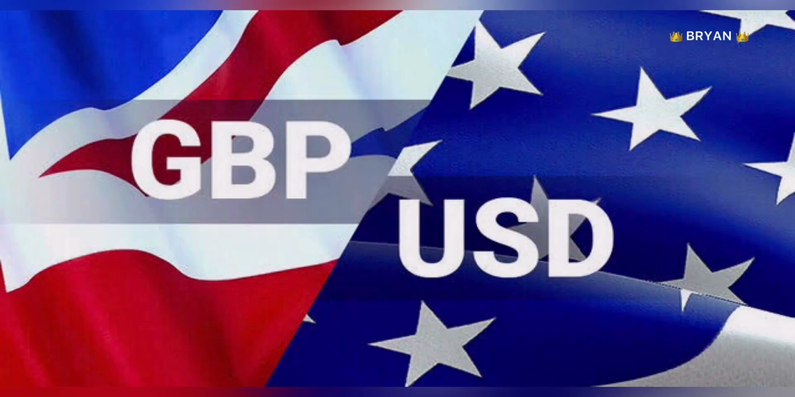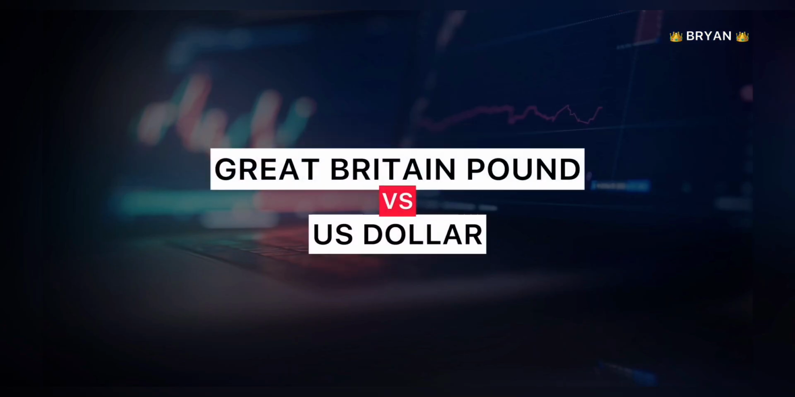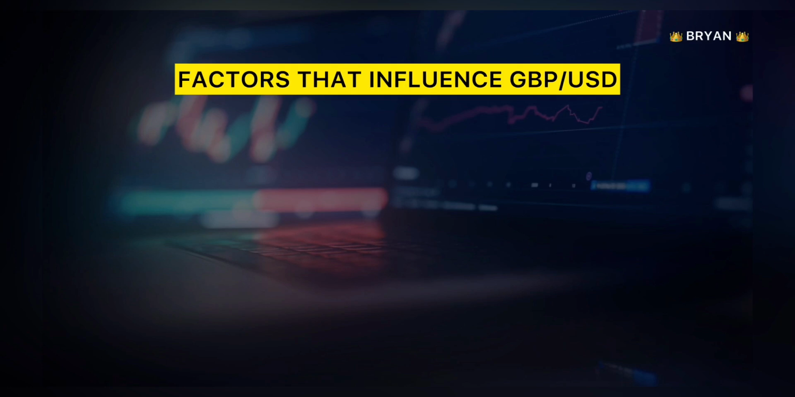1. Pound sterling to US dollar. The Great Britain pound versus the US dollar is one big major Forex pair that institutional traders, big banks, and hedge funds trade because of the strength of both the economies.